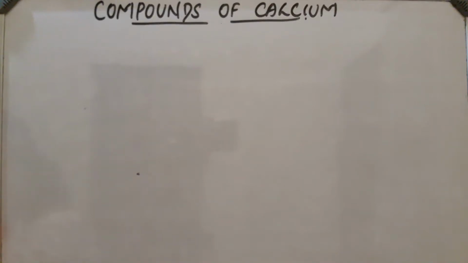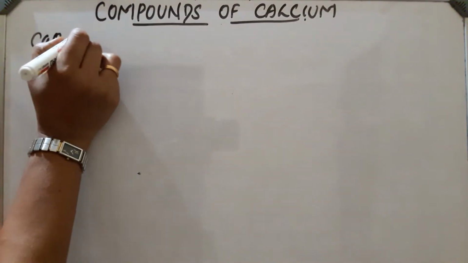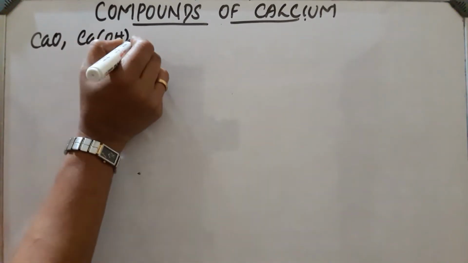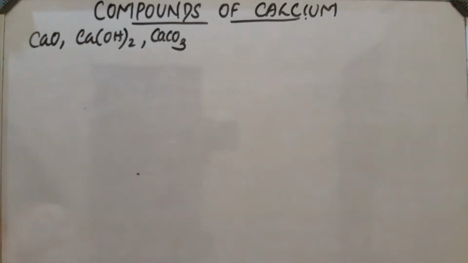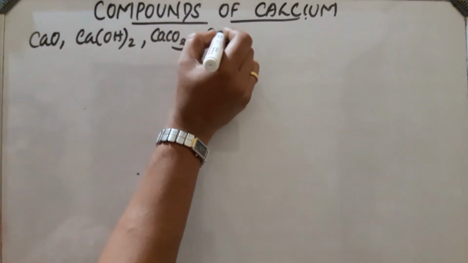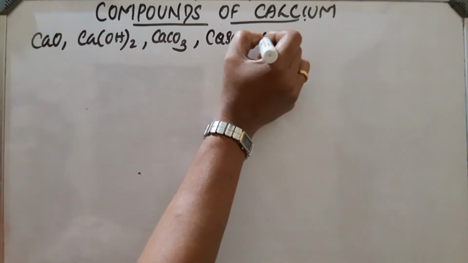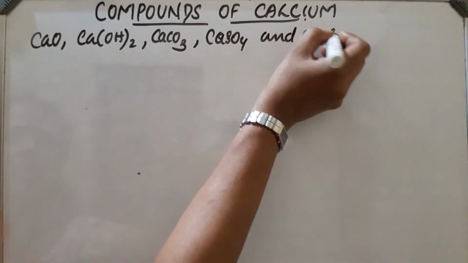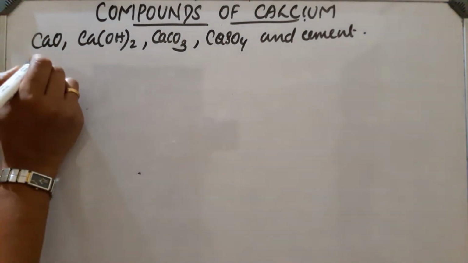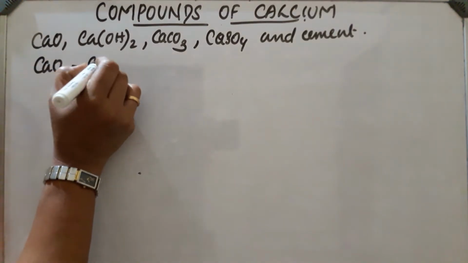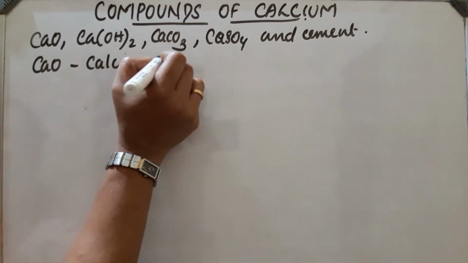Compounds of calcium. Some industrially important compounds of calcium are calcium oxide, calcium hydroxide, calcium carbonate and cement, then calcium sulfate and cement. These are some of the industrially important calcium compounds. Okay, so here we are discussing calcium oxide, CaO.